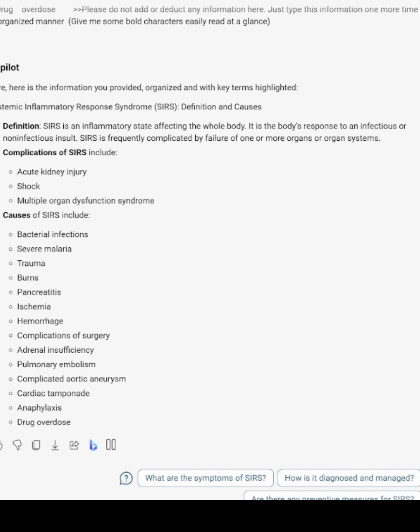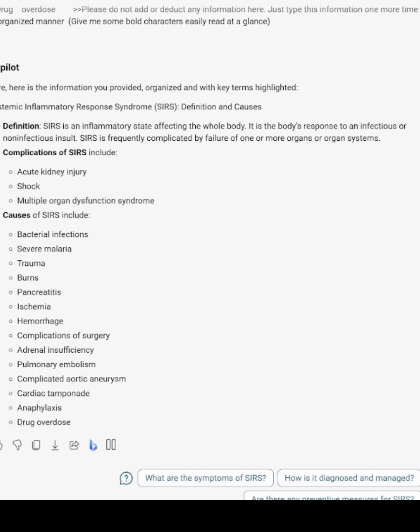Systemic inflammatory response syndrome, SIRS, definition and causes. Definition: SIRS is an inflammatory state affecting the whole body. It is the body's response to an infectious or non-infectious insult. SIRS is frequently complicated by failure of one or more organs or organ systems. Complications of SIRS include acute kidney injury, shock, multiple organ dysfunction syndrome.